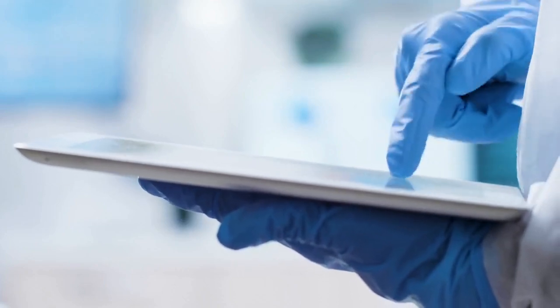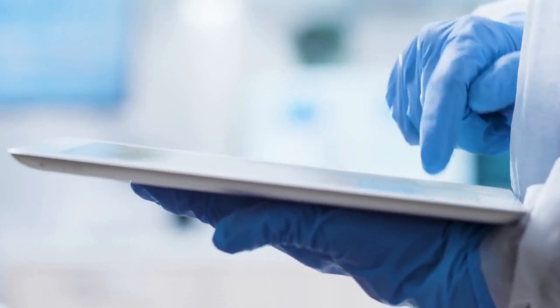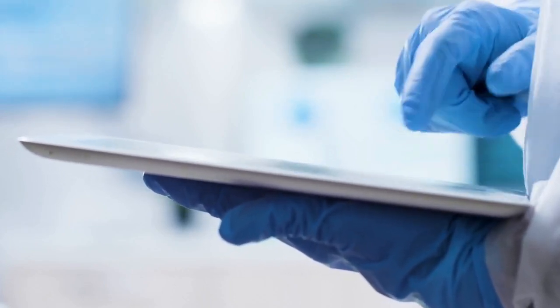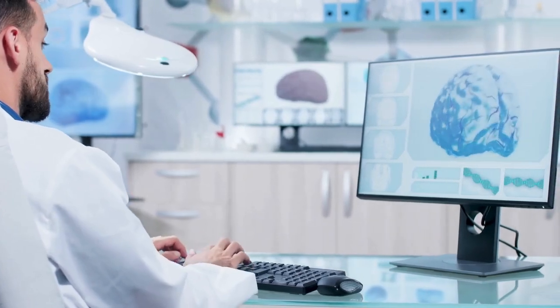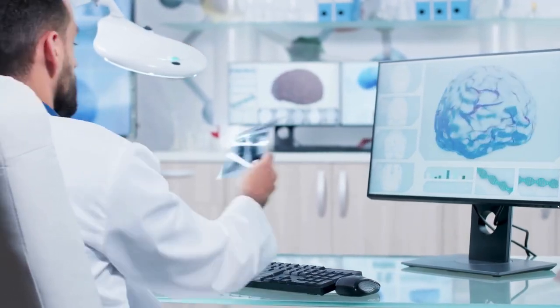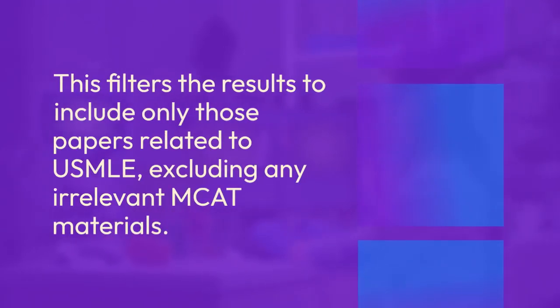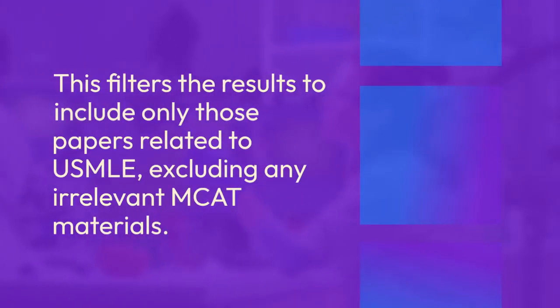In the advanced search window, you can also use Boolean operators like AND, OR, and NOT. For instance, if you're looking for articles on USMLE but want to exclude MCAT, you can structure your search accordingly. This filters the results to include only those papers related to USMLE, excluding any irrelevant MCAT materials.